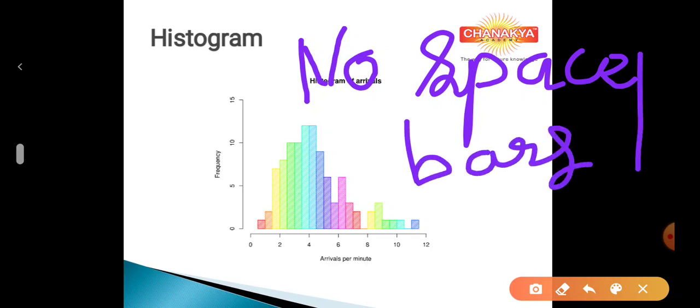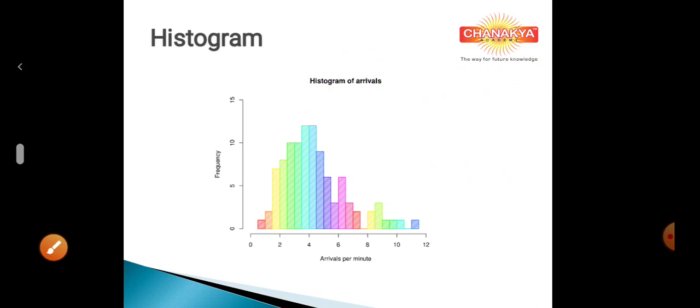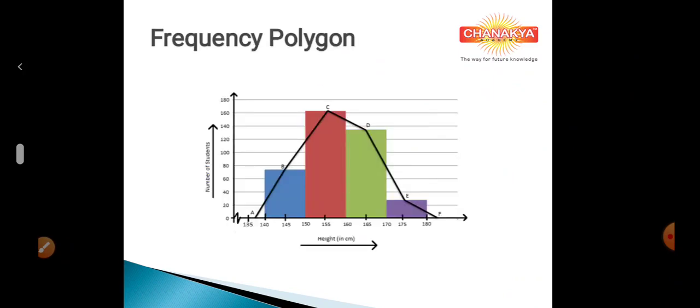When we are drawing the histogram, between each and every bar, you should not put any space. Rest, the presentation method of calculation remains the same for presenting data on the bar diagram or bar graph and histogram. So we can say that histogram is nothing but one of the derived methods of showing the bar diagram.